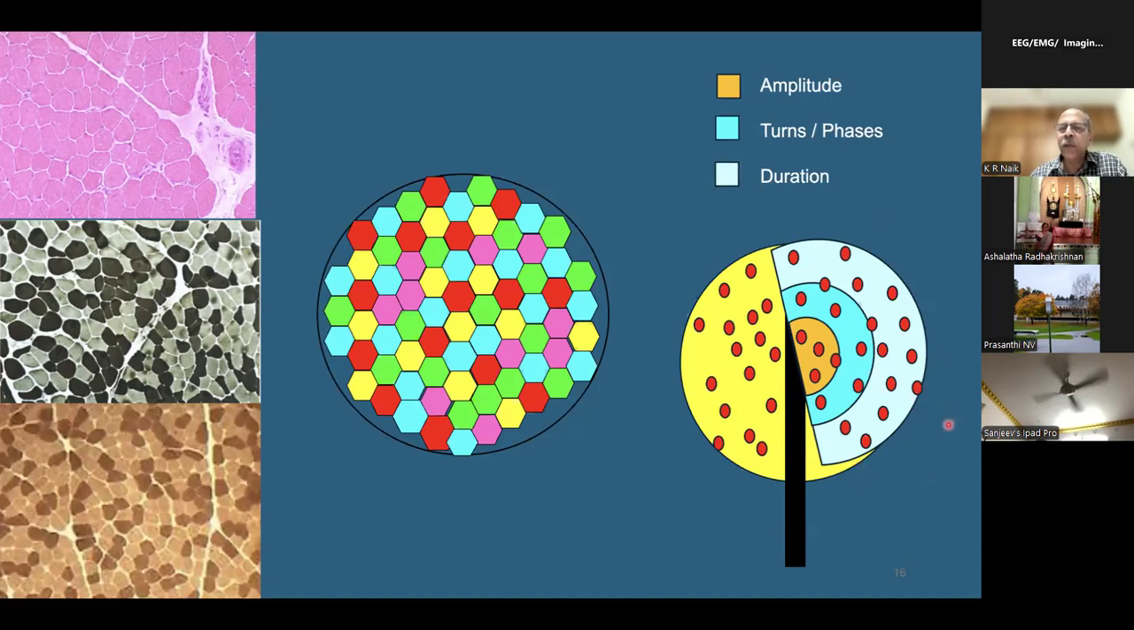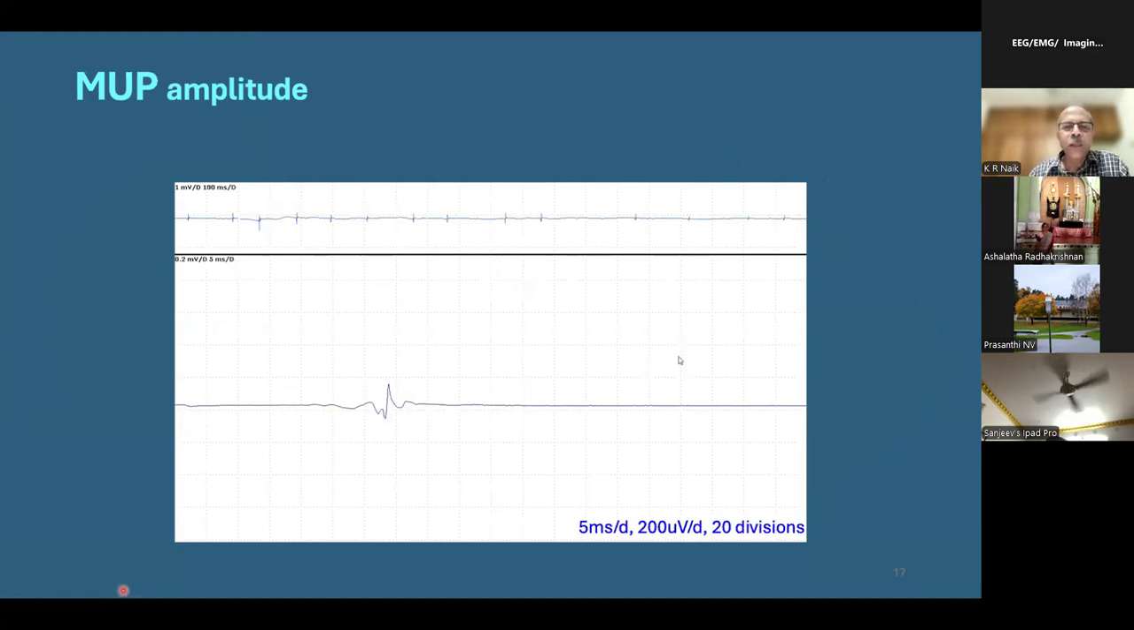It depends on where you are in the motor unit. If the needle is somewhere here at the bottom, you have hardly any muscle fibers, only one here, so the amplitude is going to be smaller. The muscle fibers at the periphery, which are further away, contribute to the duration. So any minor change in the needle position is going to change the amplitude, whereas the duration will remain the same. I'll just play a short video.